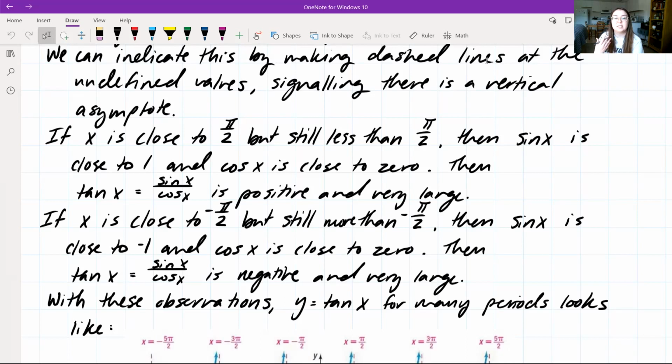We get this because tangent of x, we know, is represented by sine of x divided by cosine of x. So what we're seeing is that sine of x is almost 1 and cosine of x is an incredibly small number, which would then create positive infinity. A similar thing goes for approaching negative pi over 2. So if x is more than negative pi over 2, then sine of x is close to negative 1 and cosine of x is once again close to 0. Tangent of x is equal to sine of x over cosine of x, so we get negative infinity.